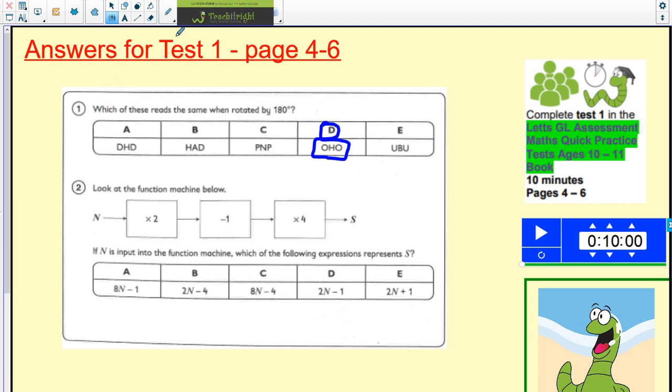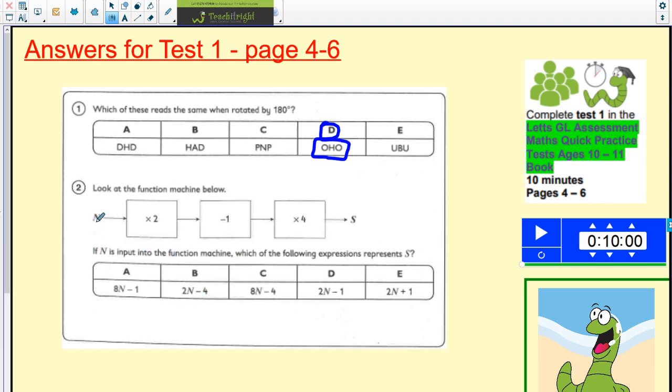Right, there you go. Question 1D. That was quite nice. Question 2. Look at the function machine below. So a function machine, we put in a number, we times it by 2, we take away 1, we times it by 4, we get the solution. If n is put into the function machine, which of the following expressions represents n?